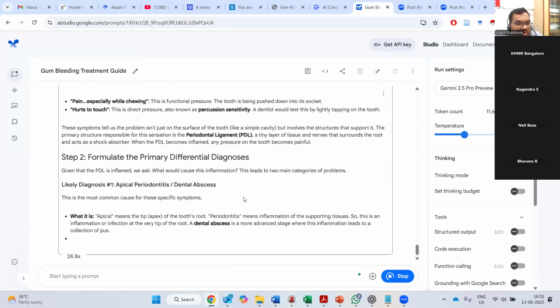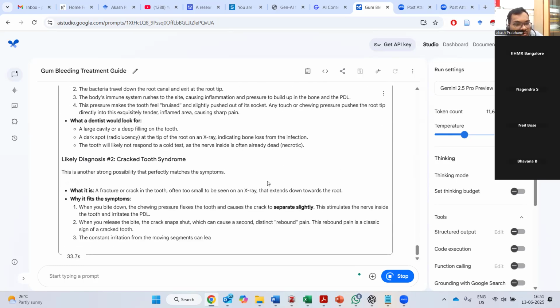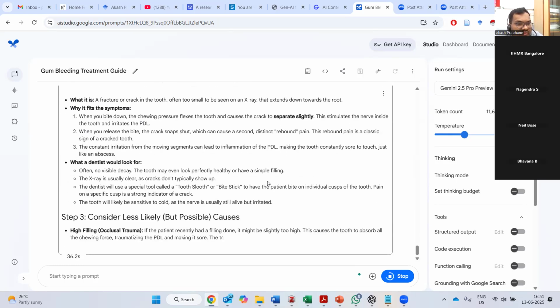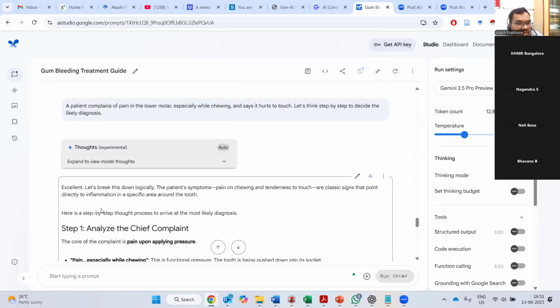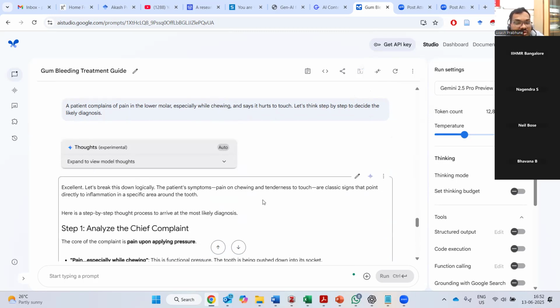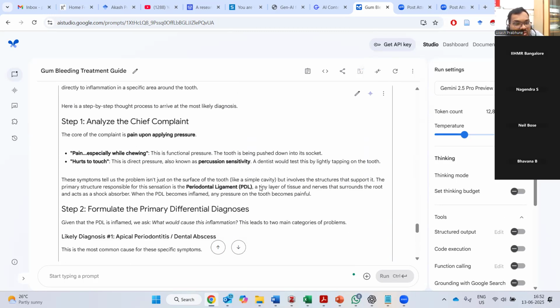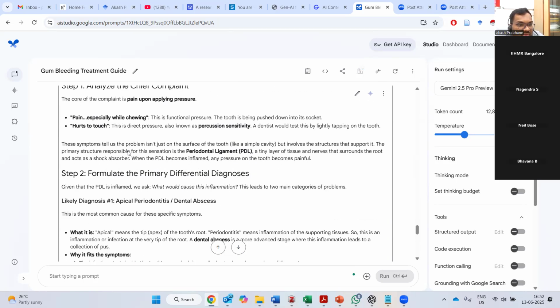Okay, this is how it's going step by step. I hope the machines that you are using, the GPT or other things, also give the same. I don't know how many of your dentists are here, but it's a complaint of pain while chewing and hurts to touch. Okay, that's it. I think percussion is positive. It's usually apical periodontitis or something of that kind. Yeah, apical periodontitis. So it has arrived at the answer, but let's see what it has done.